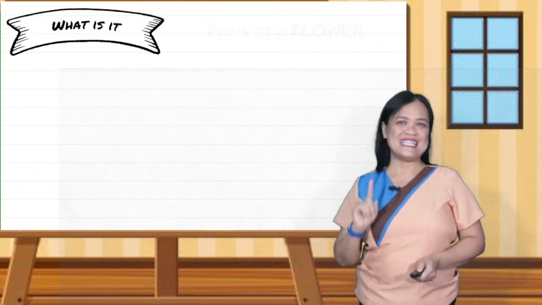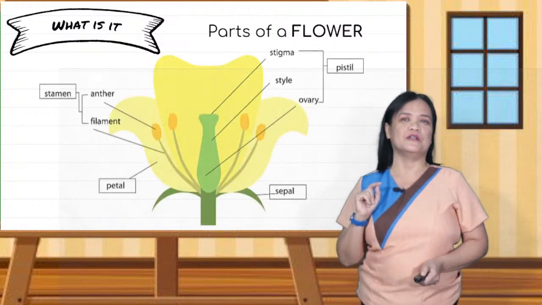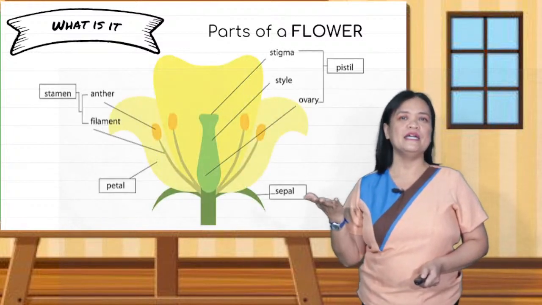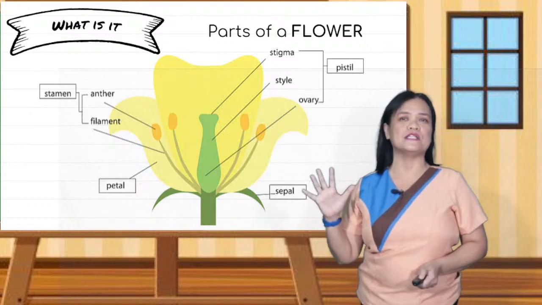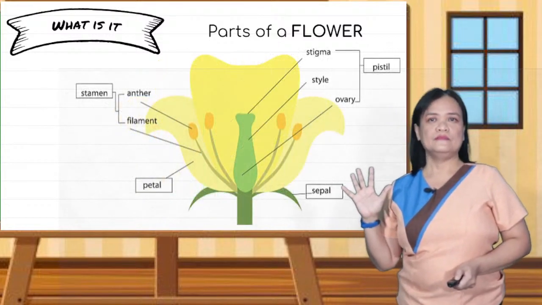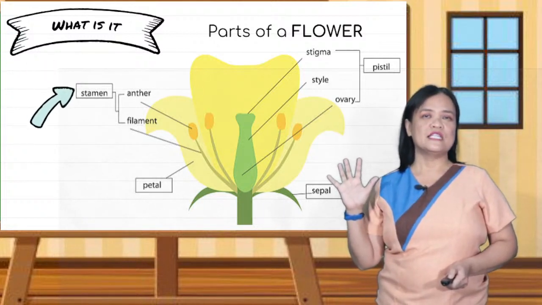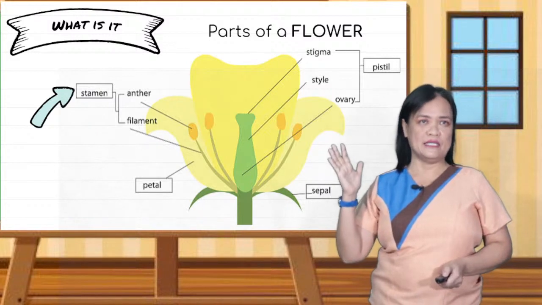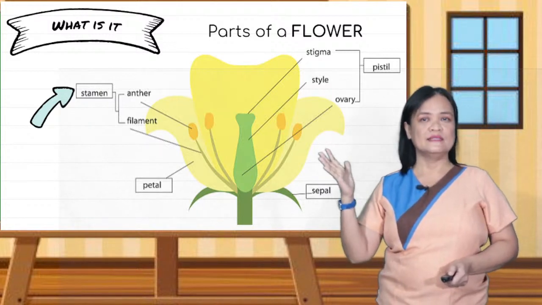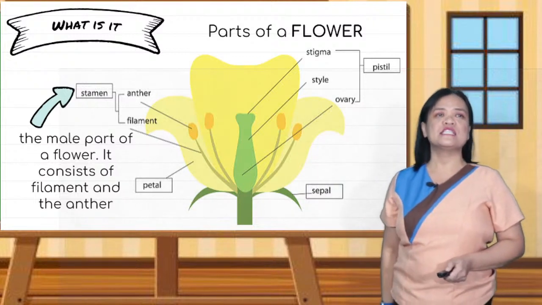So what is it? Parts of a flower. So here's my slide. This is the parts of a flower. All right, so let me start. This one, the stamen. What is the function of the stamen?